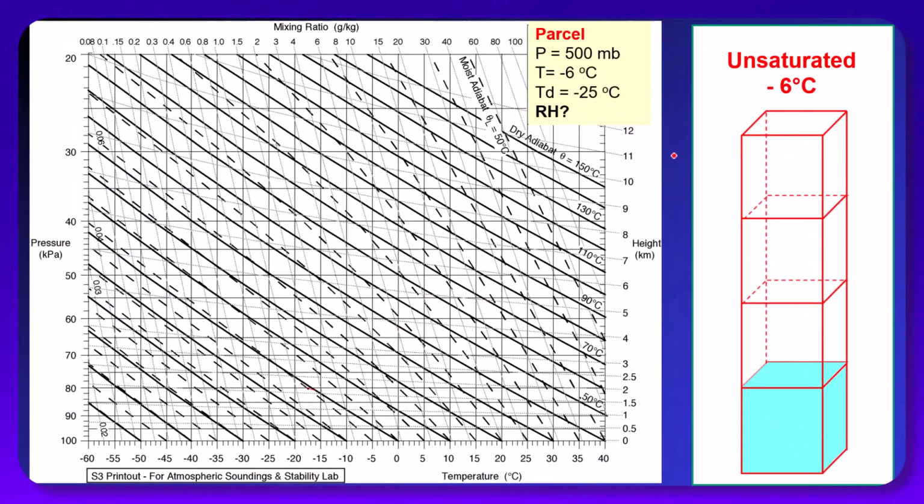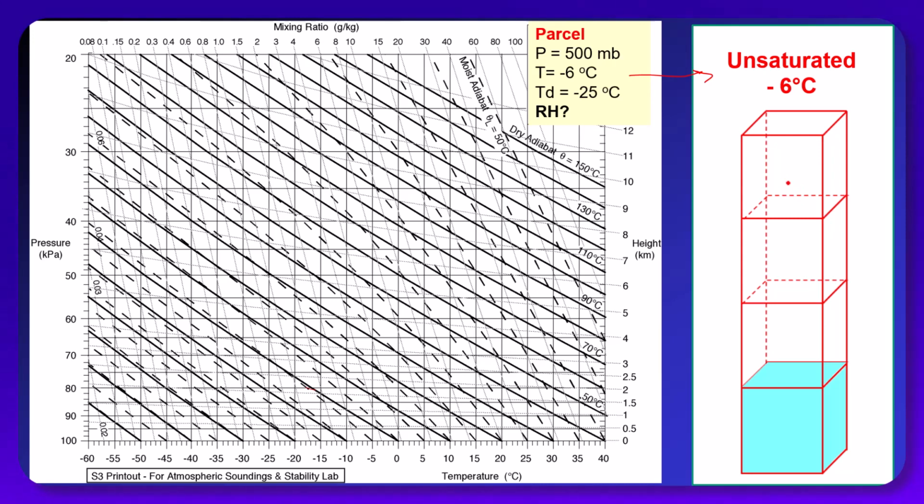So let's consider another example. We have an air parcel at a pressure of 500 millibars and at a temperature of -6 degrees Celsius, with a dew point temperature of -25 degrees Celsius. What is its relative humidity? First of all, notice that there is a difference between the temperature and the dew point temperature. So what this is telling us is that the air parcel is unsaturated, and therefore it's only partially filled with moisture. There is room for more moisture in this air parcel.